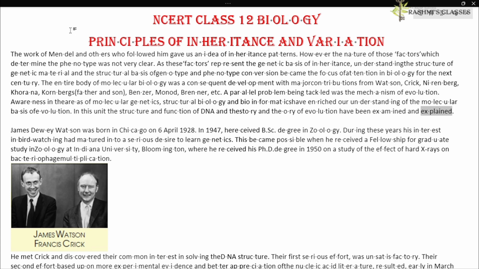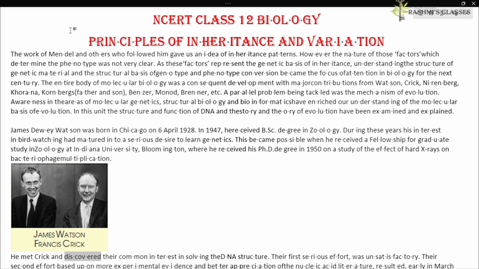James Dewey Watson was born in Chicago on April 6, 1928. In 1947, he received a Bachelor of Science degree in zoology. During these years, his interest in birdwatching had matured into a serious desire to learn genetics. This became possible when he received a fellowship for graduate study in zoology at Indiana University, Bloomington, where he received his Ph.D. degree in 1950 on a study of the effect of hard X-rays on bacteriophage multiplication.